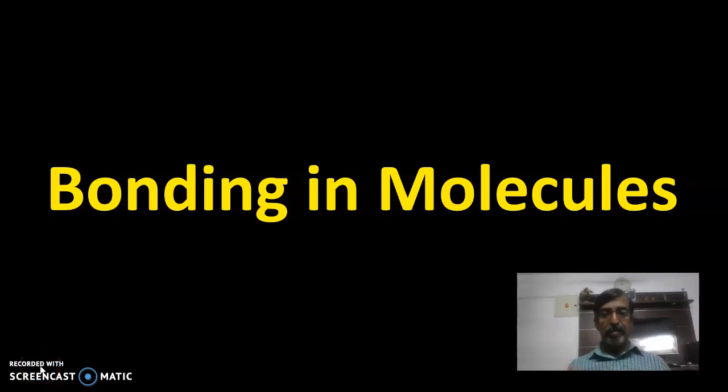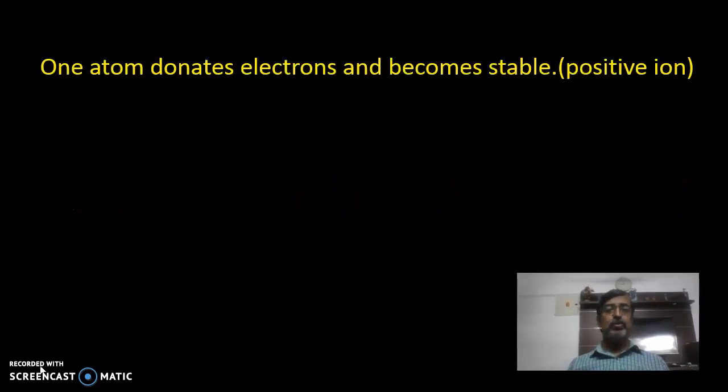Good morning. We have discussed several types of bonding, and that includes covalent bond, ionic bond, coordination bond, hydrogen bond, and dipole-dipole interaction. What will be the next bond? It is a bond which keeps together the atoms in a molecule. And in today's lecture, we are going to discuss three types of bond. First, we are going to discuss ionic bond.